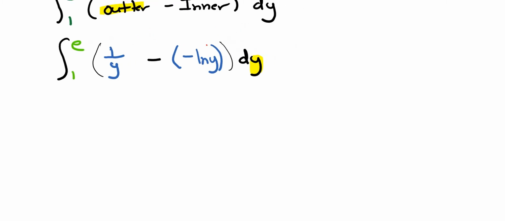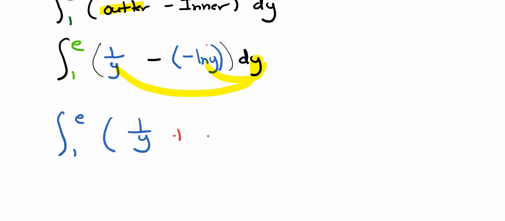Okay, so as you can see, everything is now in terms of y, so now I can find the antiderivative. Let me just create another line here and simplify the inside. So that's going to be 1 over y, and that's going to be now plus ln y.